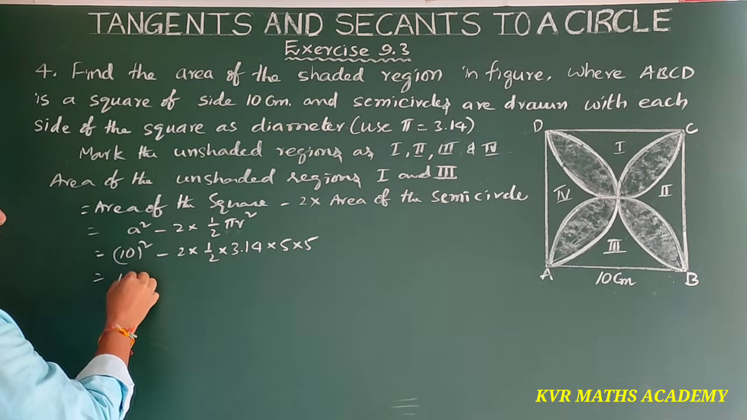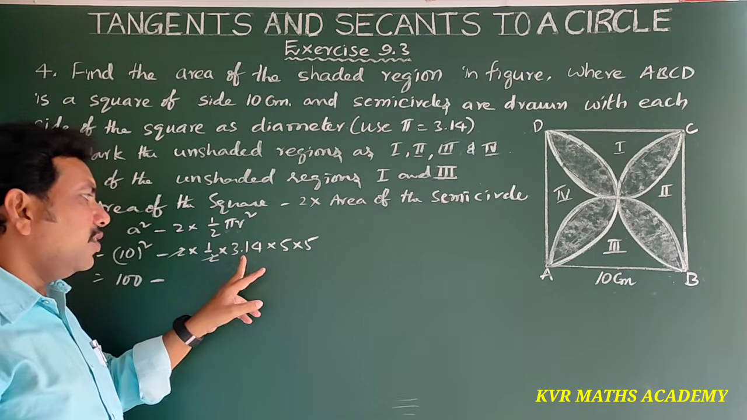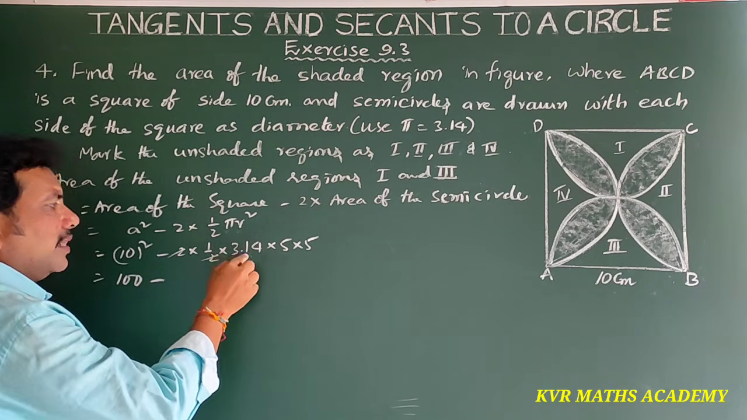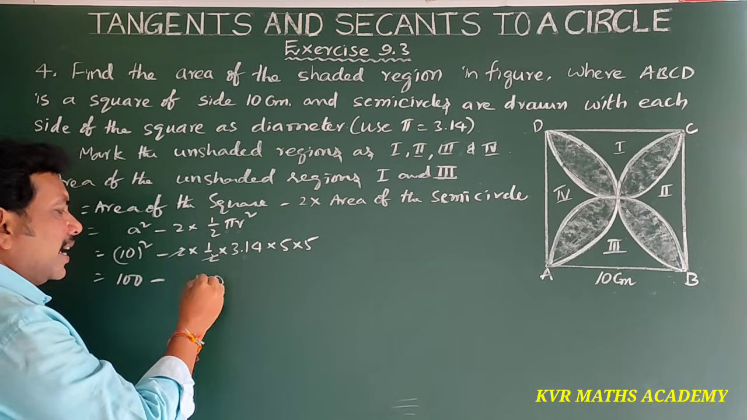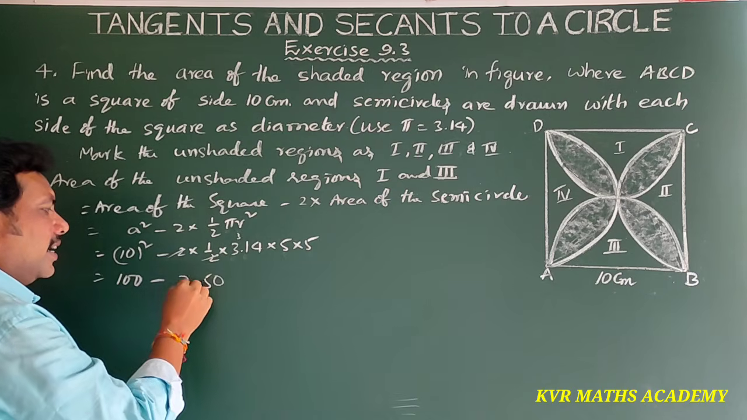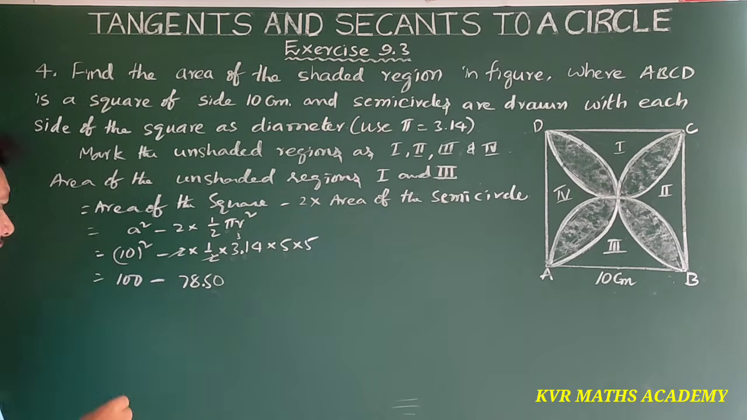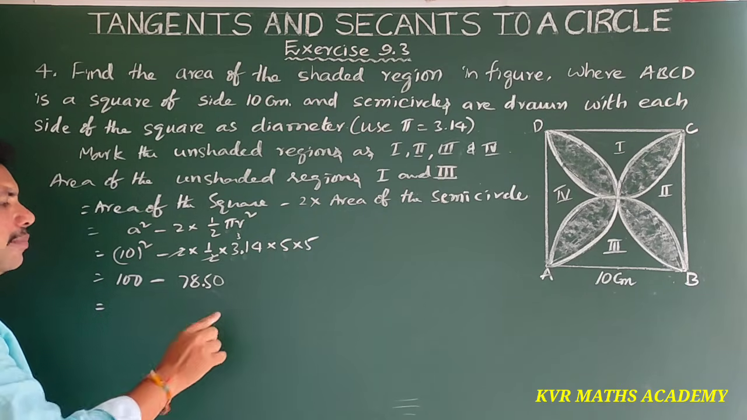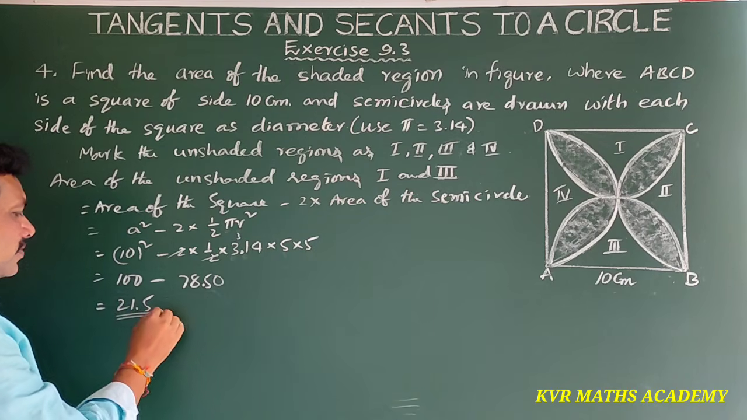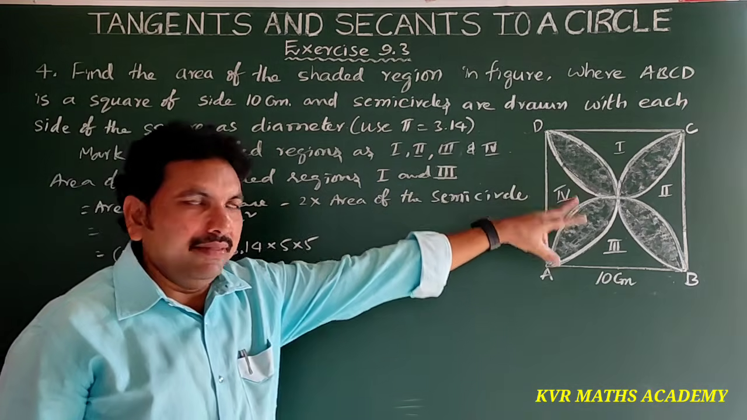10 square is 100 minus, the 2 gets cancelled. Yes, 5 5s are 25. 25 into 3.14. 25 4s are 100. 10 will be there. 25 1s are 25 plus 10, 35. 3 is there. 25 3s are 75, plus 3 is 78. So before 2 digits now we have to keep the decimal point. Yes, 78.50. So that is equal to 100 minus 78.50, which is exactly 21.5. So what is this? Area of the unshaded portions or regions 1 and 3.